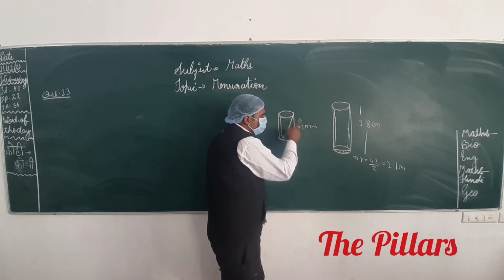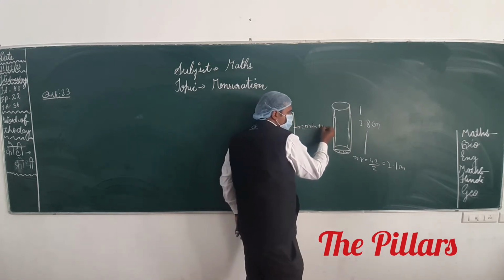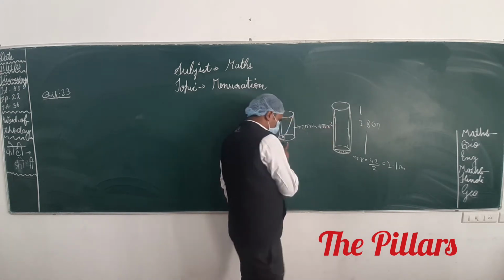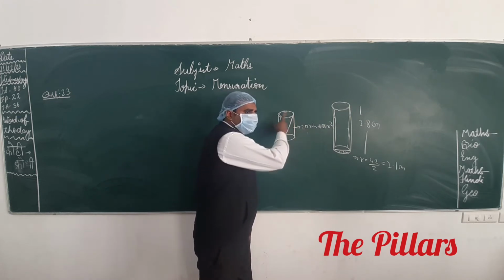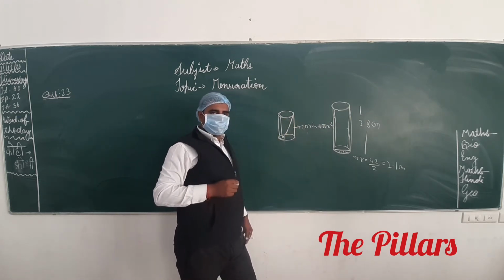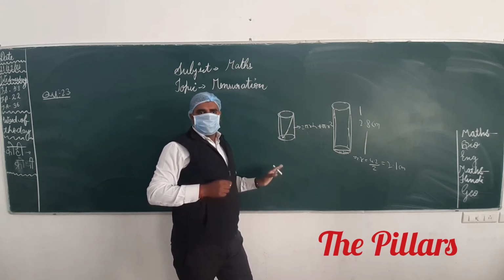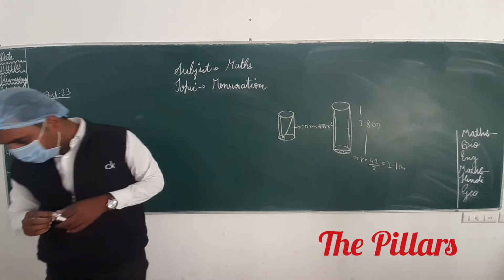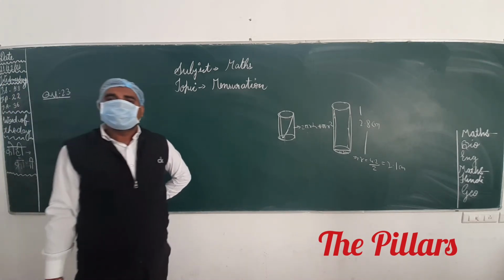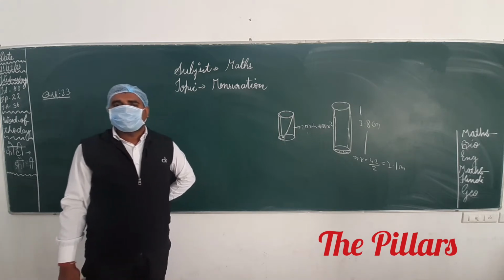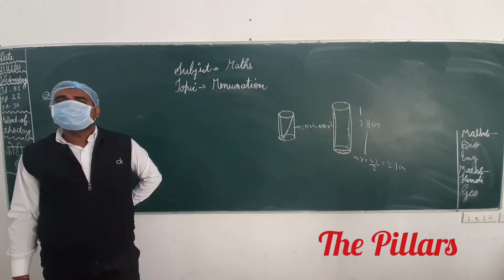Yes, sir. 2 pi rh plus pi r square. Only one circle we have. Plus pi r square. This area remains, or not? Yes, sir, this area remains. One question I will tell: find the total surface area of the remaining solid.